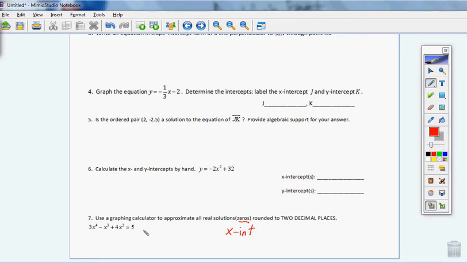So when I look here, I want to go to a graph, but I can't go to a graph until I get everything to one side and the other side equal to 0. I know you might have had that in the past, but I just want to make sure you understand why we're doing it here. Okay, so that would be equal to 0.